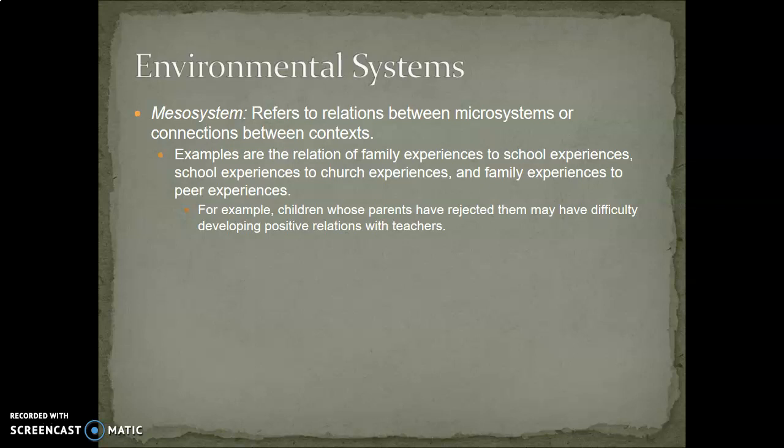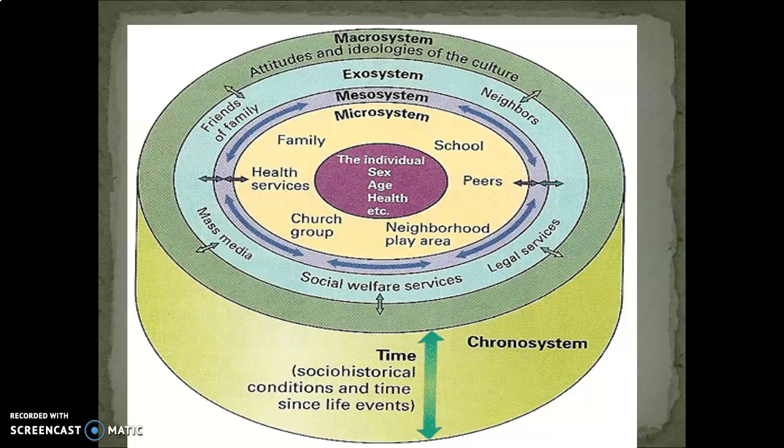The next one is the mesosystem, and I'll go back and show you what that looks like in a second. This refers to the relationships or connections between the microsystems. Examples are family experiences to school experiences, or school experiences to church, or family to peer. So let's look at the mesosystem. You can see in that blue system right here, this is the direct interaction between these.